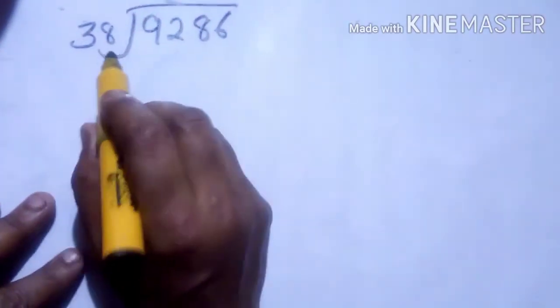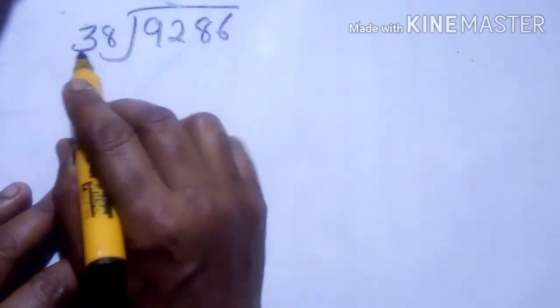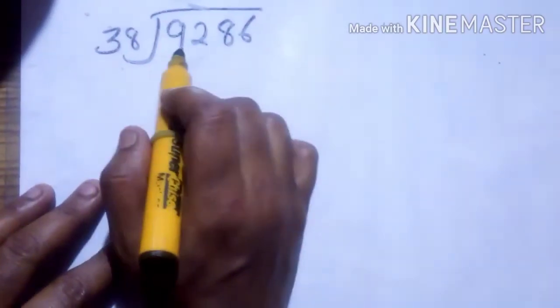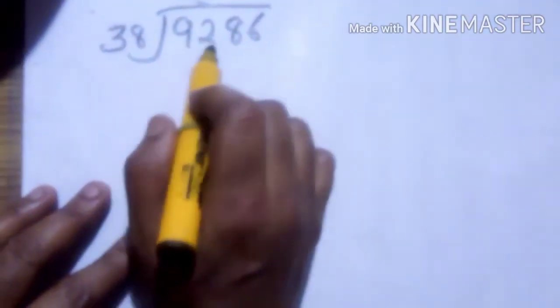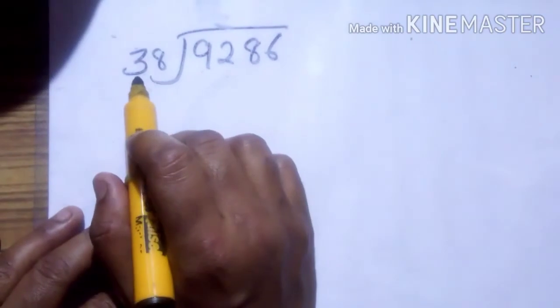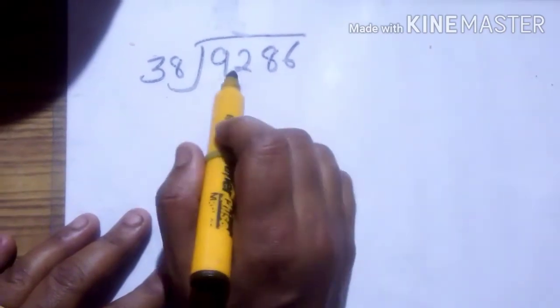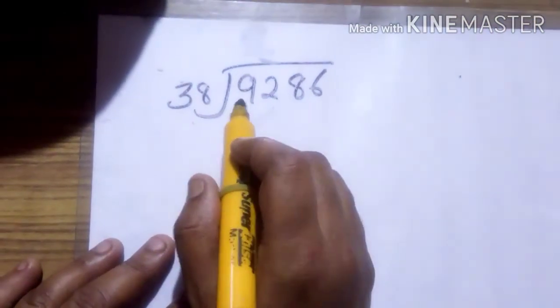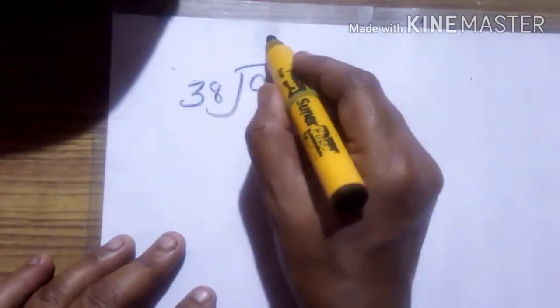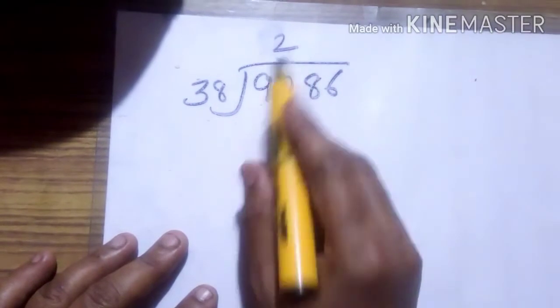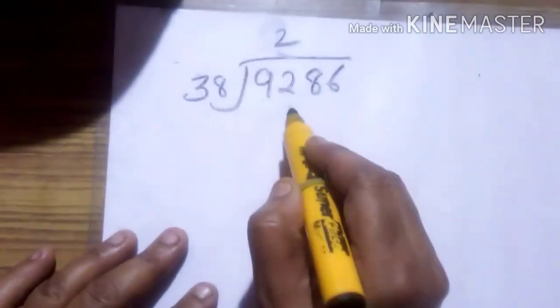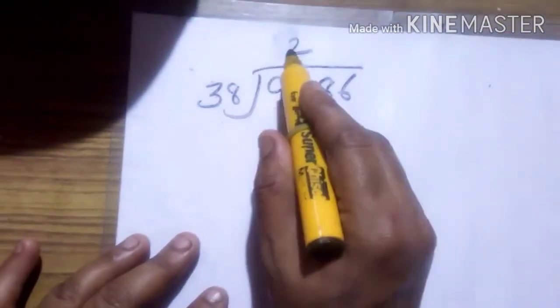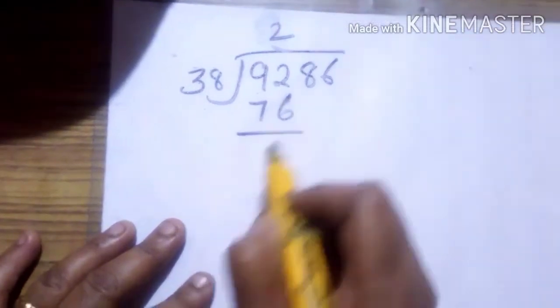9286 divided by 38. As it is a 2-digit divisor, you have to take the 2 digits here, 92, and check how many times 38 goes into it, or less than 92. So when you check, 38 into 2: 8 into 2 is 16, 1 carry, 3 into 2 is 6, plus 1, 7, 76.